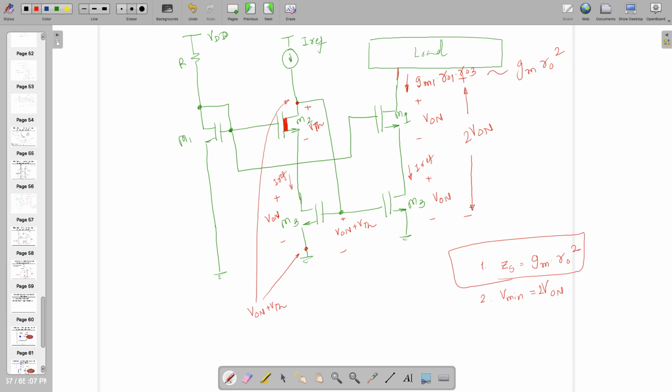If I am seeing 2 V on at this big transistor, which is composed of M1 and M3, I am supposed to see here 2 V on plus VTH. As per our theory, if the gate is 2 V on plus VTH, the drop has to be 2 V on plus VTH minus VTH, which gives us 2 V on. So across this transistor, we should maintain 2 V on plus VTH.